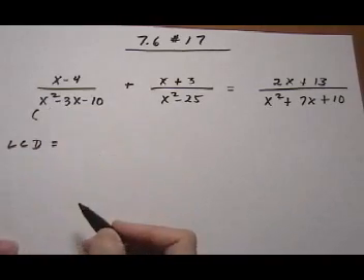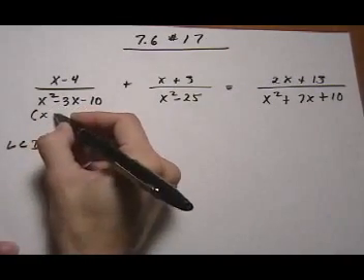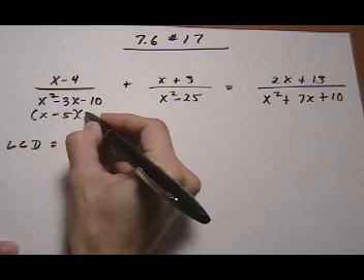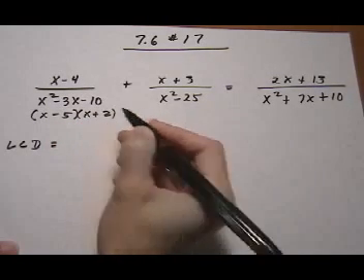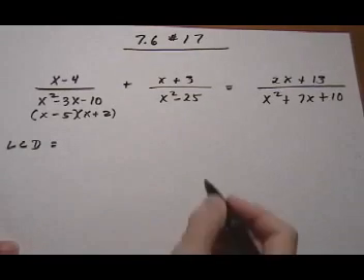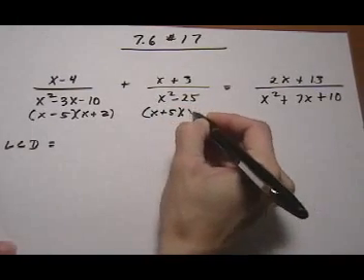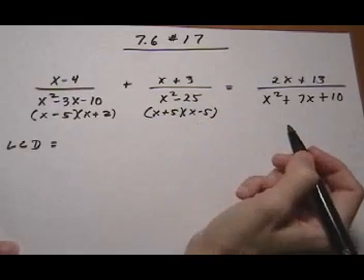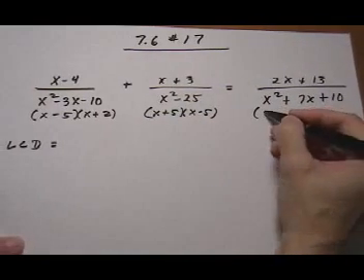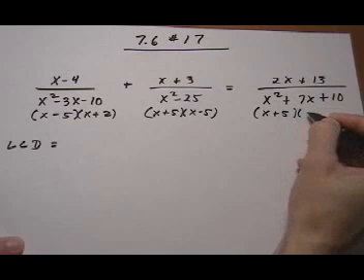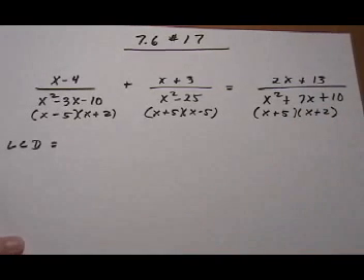So the first expression factors out as x, take away 5, and x plus 2. The second one, difference of squares, x plus 5, x minus 5. And the third one, trinomial factoring like the first one, x plus 5, x plus 2. So those are the factored denominators.